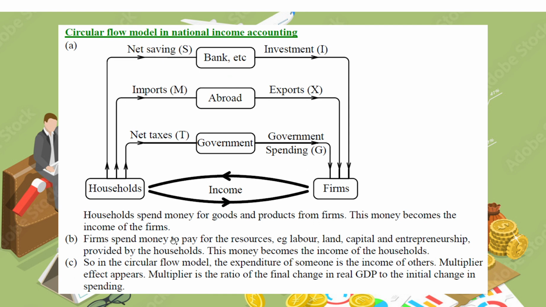And firms spend the money to pay for the resources, labor, land, capital, and the stewardship provided by the households. This money becomes the income of the household. They are correlated, actually the same. So in the circular flow model, the expenditure of someone is the income of others. Of course, there is a multiplier effect by this model. Multiplier is the ratio of the final change in the real GDP to the initial change in spending.